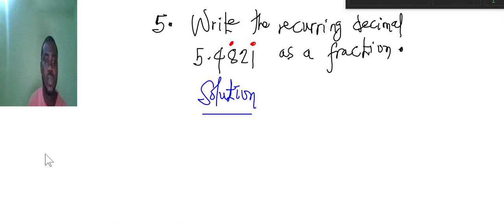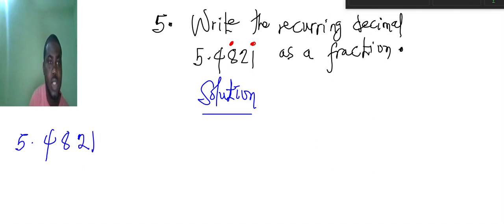as a fraction. So basically 5.4821 as a fraction, we need to identify the recurring digits. So here are the recurring digits.